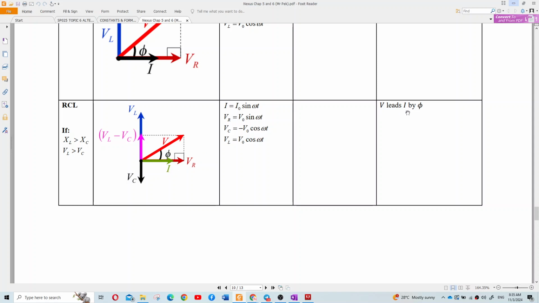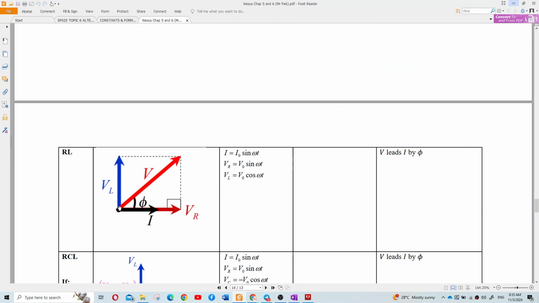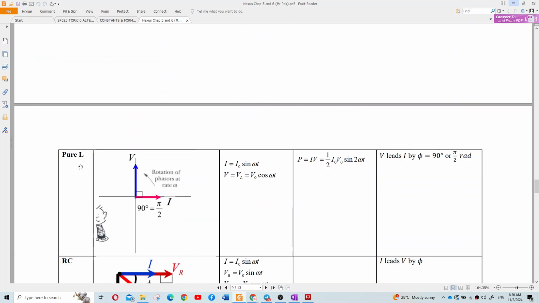It's still V leads I because VL is longer. We know that for an inductor, voltage always leads current. See that? For a pure inductor, it's always voltage leading.